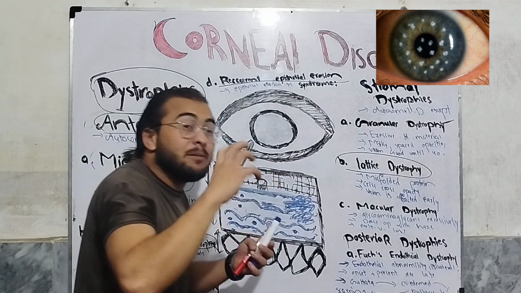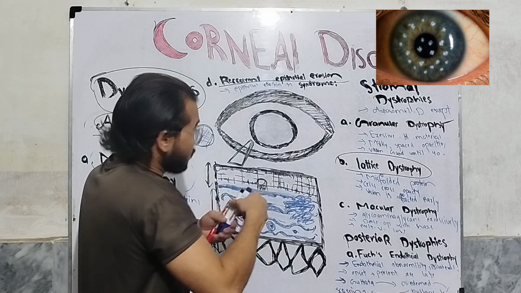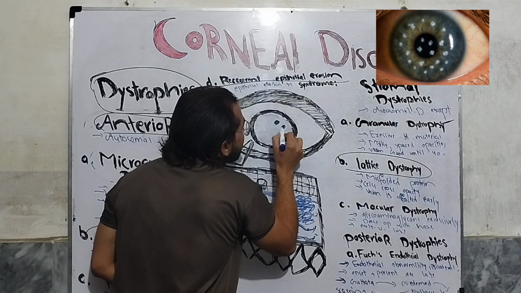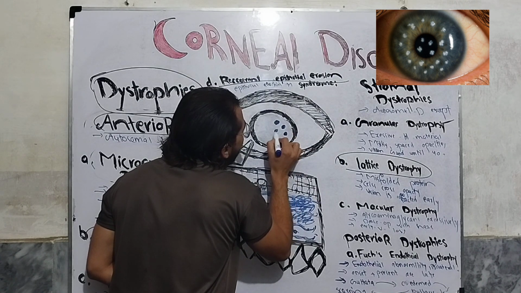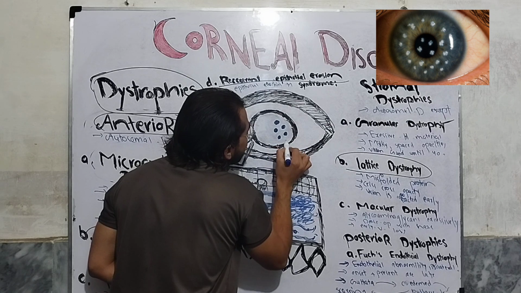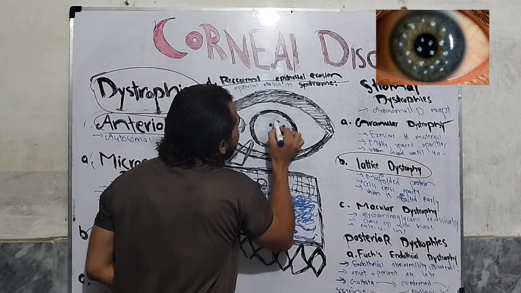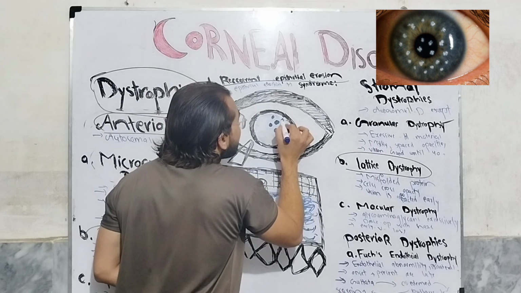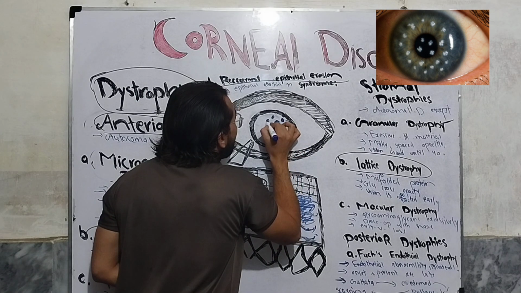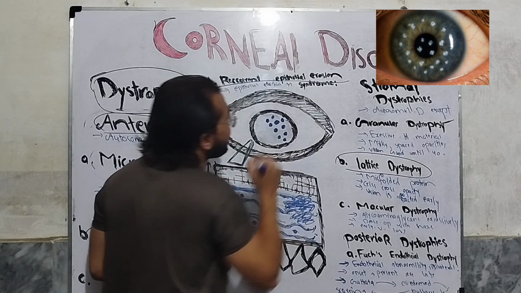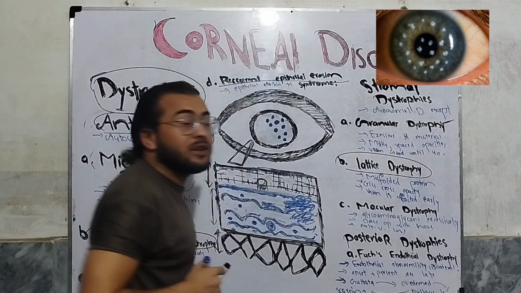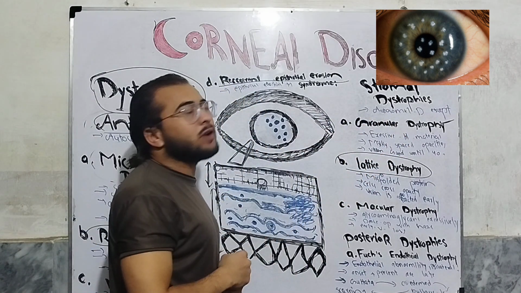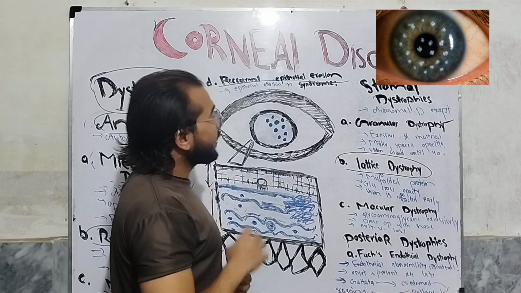So it will give us a milky appearance. There will be a lot of granular opacities due to the deposition of the hyaline material. These opacities are regularly spaced and they look like milk, so that's why we will have milky, regularly spaced opacities in granular dystrophy. And the vision is good until 40 years of age.